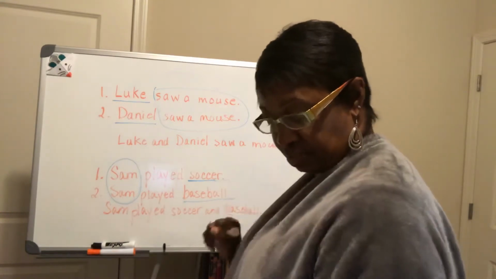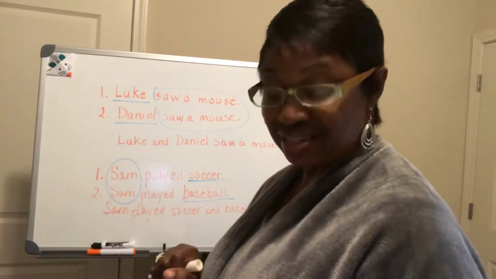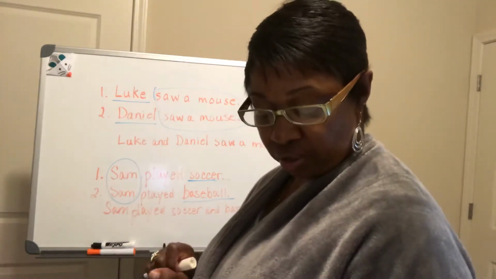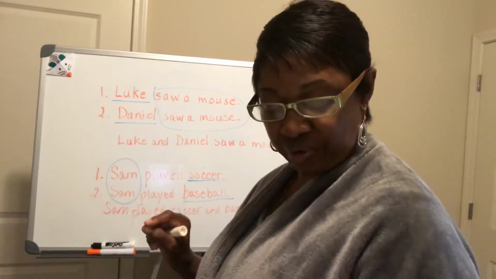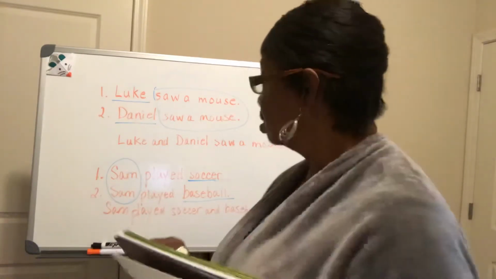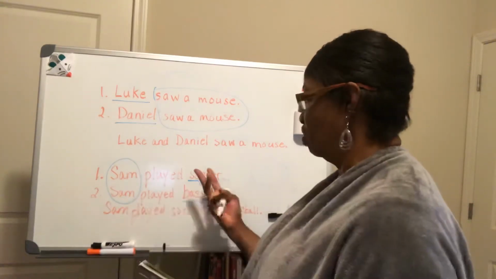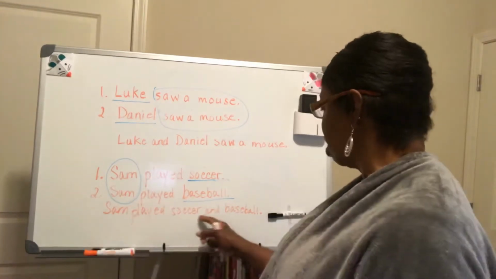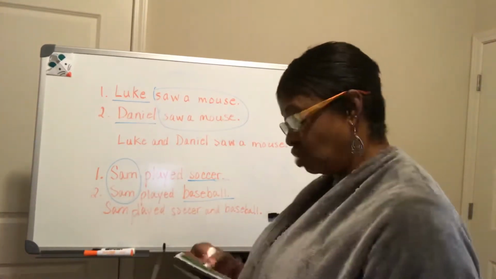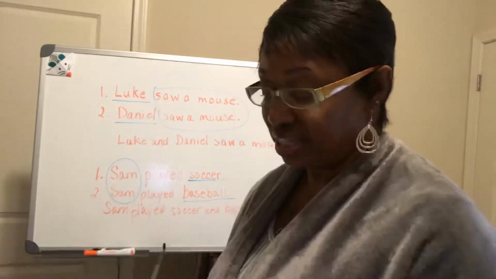one sentence. Combining sentences is a good way to make short sentences a little longer. Sometimes too many short sentences do not sound very good when they're read aloud. So if we said, Sam played soccer, Sam played baseball, that's three. But now look how long the sentence is. Sam played soccer and baseball. We made one long sentence, and it makes more sense.